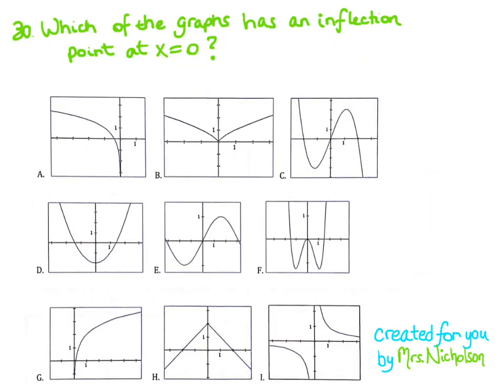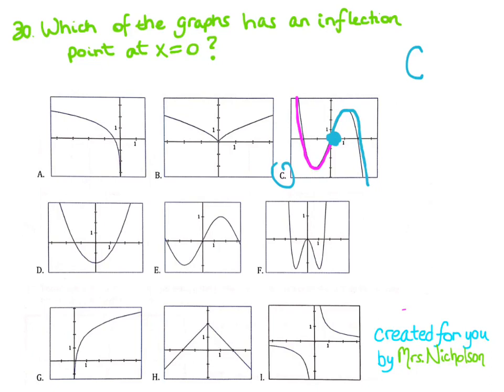Next question, which of the graphs has an inflection point at 0? Remember, an inflection point is the point on the graph where concavity changes. Graph A doesn't change concavity, it's always concave down. Graph B is also always concave down. Graph C, it is concave up and then concave down. And so this would be the inflection point right here, and that is at x equals 0. So that is one of our answers.